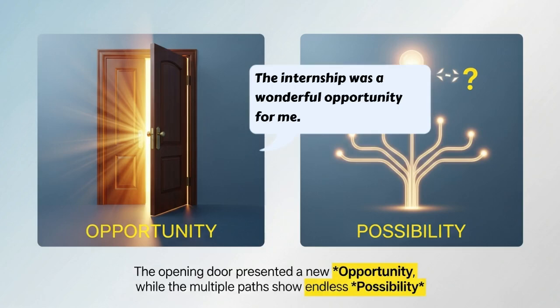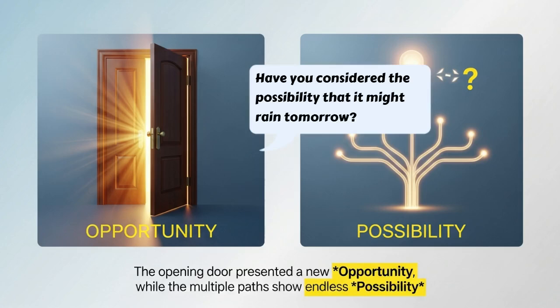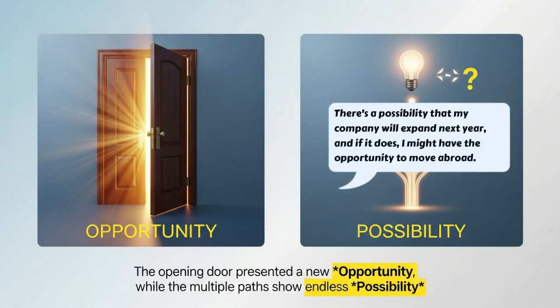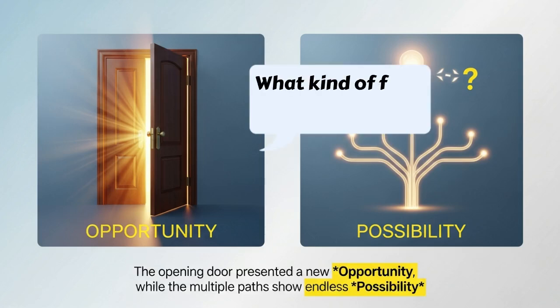A possibility is something that might happen or might be true. For example, have you considered the possibility that it might rain tomorrow? For example, there's a strong possibility that the plan might fail. Here's an example with both words. There's a possibility that my company will expand next year, and if it does, I might have the opportunity to move abroad. We also use possibility to talk about the different options available to us. What kind of food do you want? The possibilities are endless.